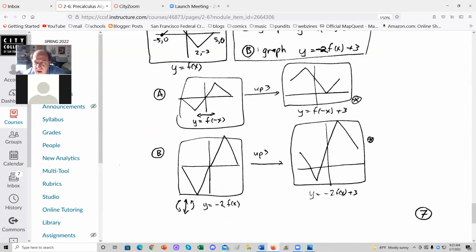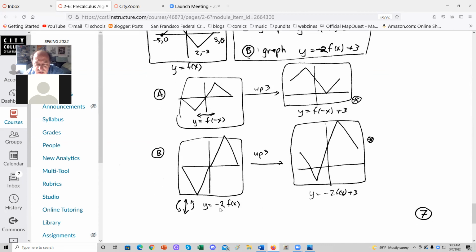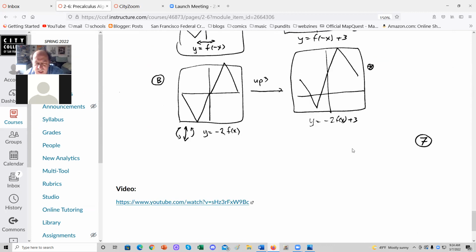Now here for negative 2 f of x plus 3, we have to flip up for down like this and stretch it by a factor of 2 to get a graph of y equals negative 2 f of x. Then add 3, you move it up 3 units, and here it is.